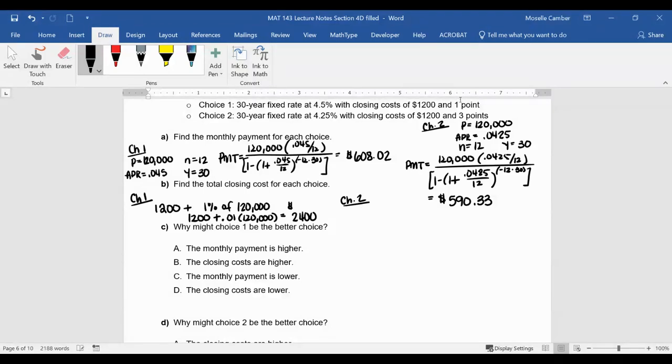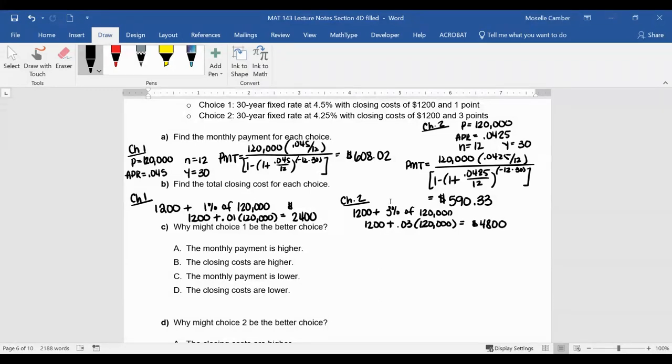Choice 2 has a fixed closing cost of $1,200 as well, but this one has 3 points. So 3% of your 120,000. So it's 1,200 plus 0.03 times 120,000, which is 4,800.